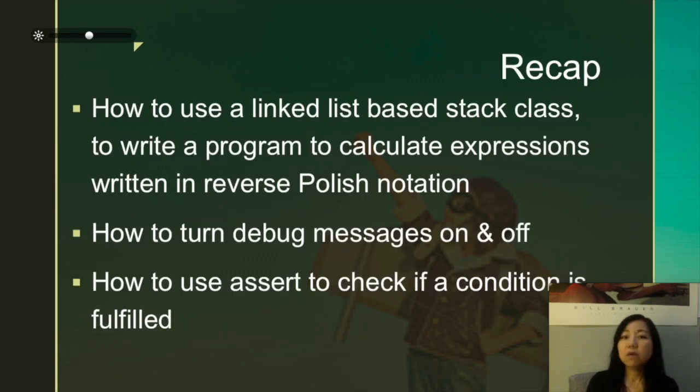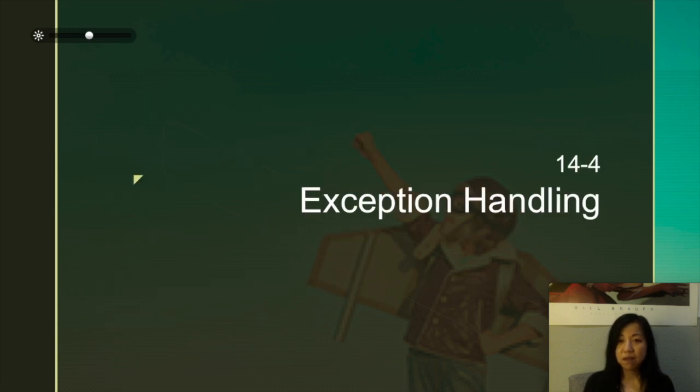We have talked about how to use a linked list based stack class to write a program to calculate expressions written in reverse Polish notation. In your project, you have to do a similar thing, basically. And so that's why I feel like giving you a demo of something similar will maybe help you with your project. And we talked about how to turn debug messages on and off, and how to use assert. Next, we are going to talk about exception handling. See you in the next video.